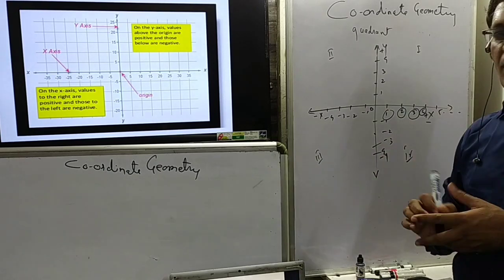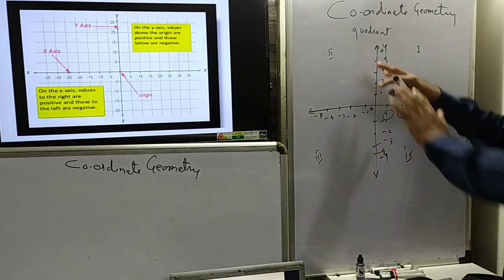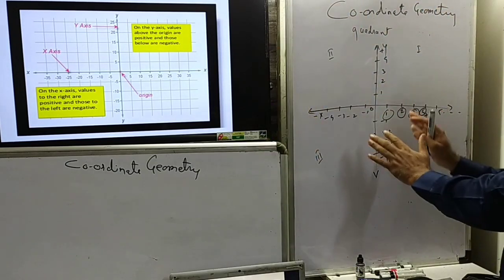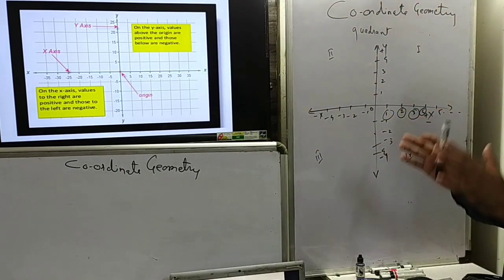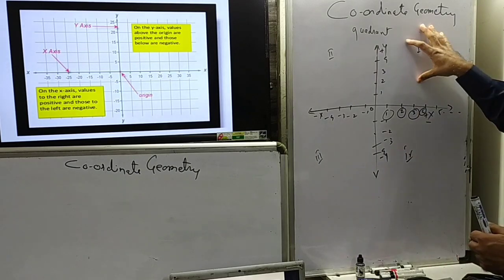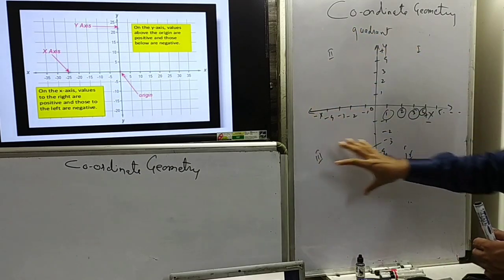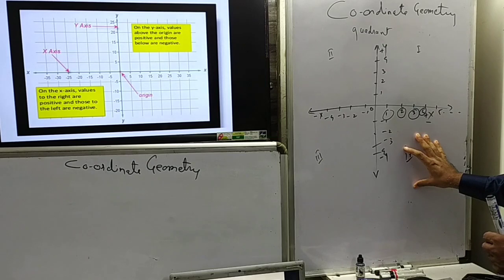So what we have done? We have divided the given plane into 4 parts. These 4 parts are called the quadrants. This is the first quadrant, this is the second quadrant, this is the third quadrant, and this is the fourth quadrant.